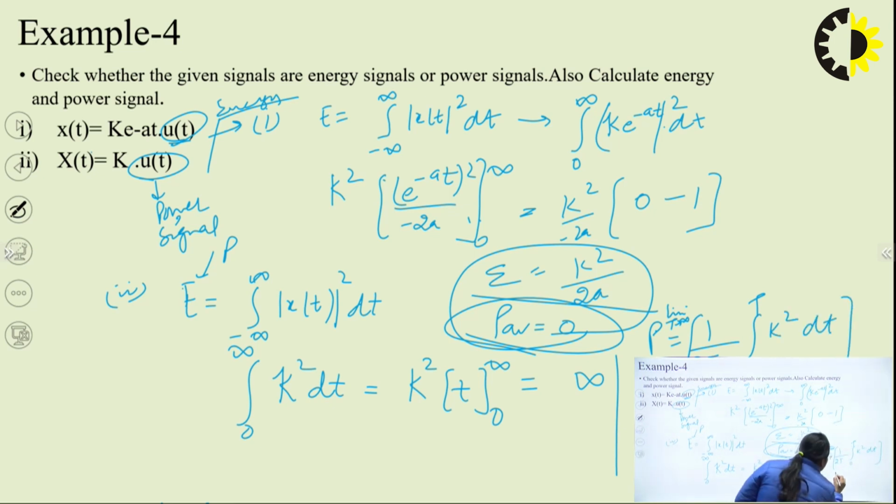So this will be 1 upon 2t, and k square is constant, with small t from 0 to t, for t tends to infinity, right? So in this case P will be equal to k square upon 2t, and the value will be 0 minus 0, so t gets canceled out, and the value of the power signal will be equal to k square by 2. So in this way I can find out the value of the energy signal and the power signal.